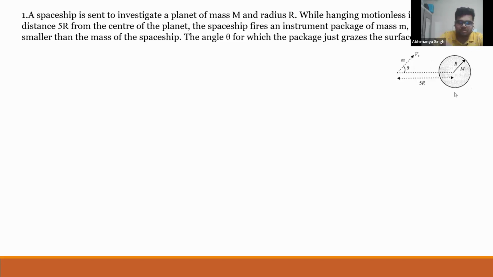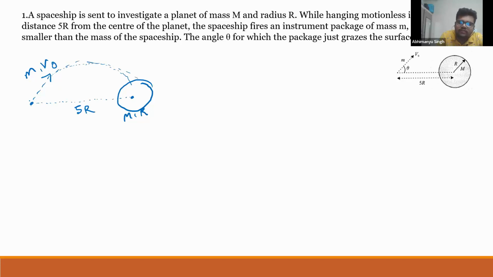Let me explain the problem for you. Suppose this is the spaceship and it is at a distance of 5R from the planet of mass M and radius R. Now it fires the instrument of mass m with v naught velocity. It is given. This can go like this, or it can go like this.